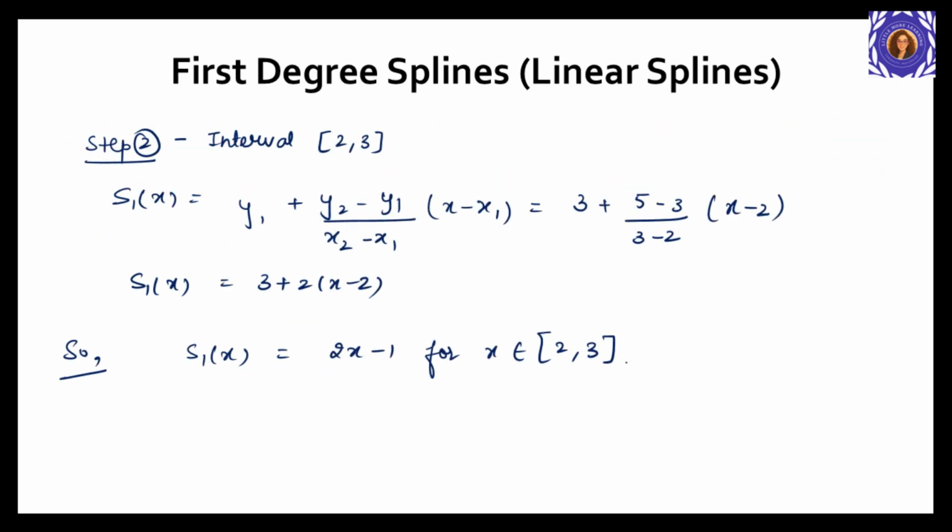A similar process will be repeated for the interval 2, 3 and thereafter we will get the answer as S1(x) equals 2x minus 1 for all x belonging to the interval 2, 3. So that's how you can solve the first degree spline.